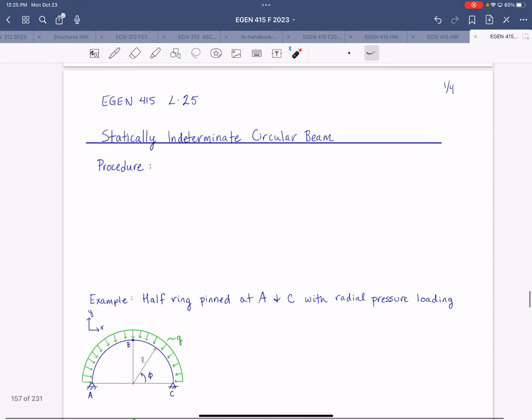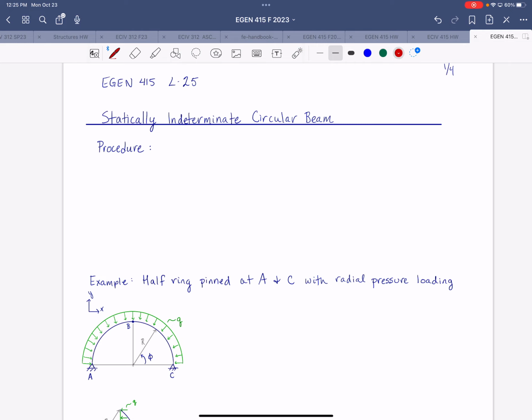All right, so for a statically indeterminate circular beam, the procedure is similar to that for a statically indeterminate straight beam. We would remove the support constraint or constraints until they're statically determinate.